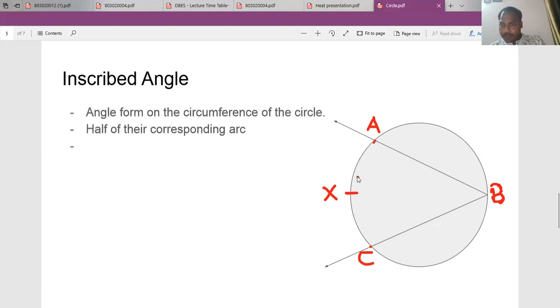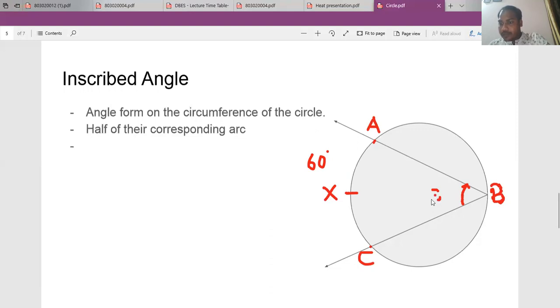You will get the idea of what I'm saying. From A to C, you have an arc. This arc is a portion of the circumference, or you can say this is a minor arc. In front of this angle, you have one arc, that is AXC. What we have about the inscribed angle is that it is half of the corresponding arc. For example, let's say this arc is representing 60 degrees. So this angle becomes 30 degrees.